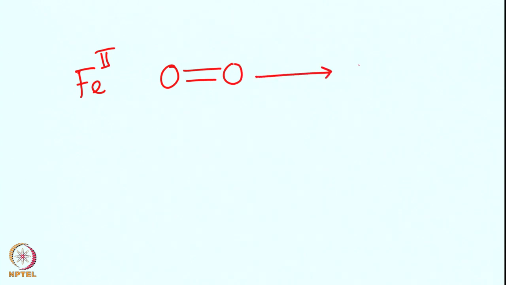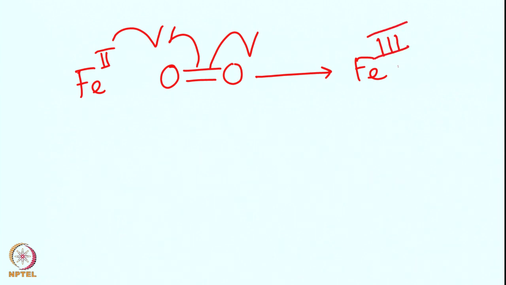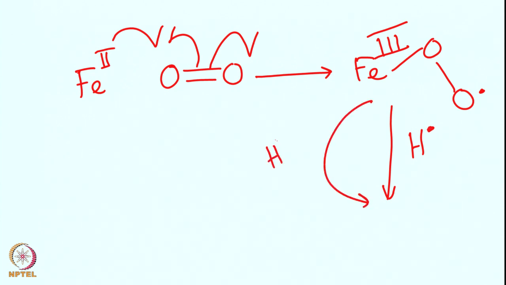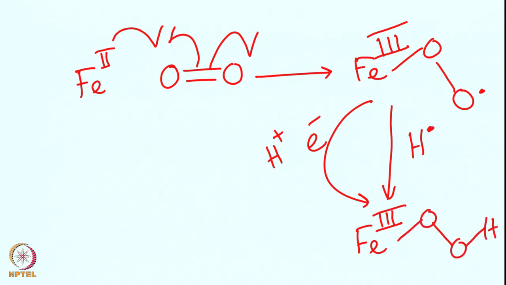Now, this is going to form iron 1 electron gives, 1 electron gives. Okay. So, you will get iron 3 superoxyl radical, right. That is fine, and then you can give a hydrogen atom. It could be one proton plus one electron, overall a hydrogen atom. If you are giving, then you are going to get iron 3 hydroperoxyl species, right.